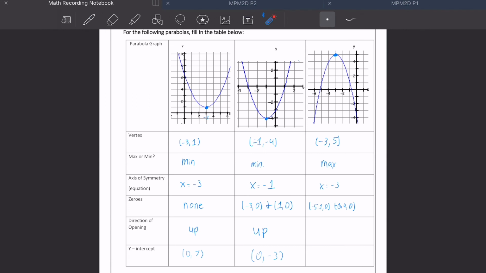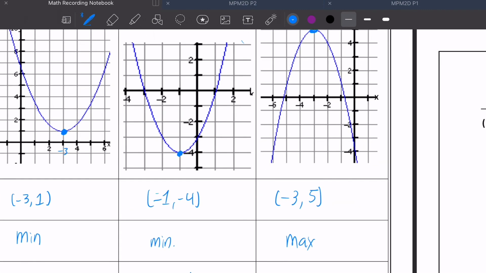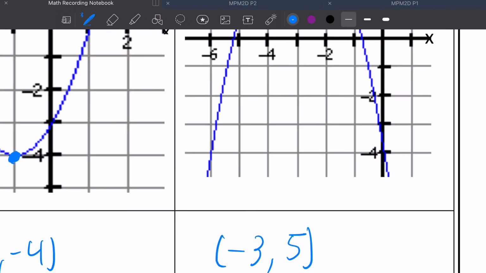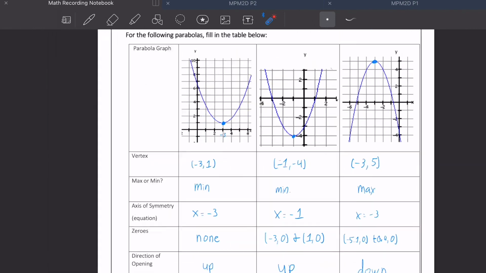Direction of opening. Well, these ones were opening up because we had a minimum. This time we have a maximum, so that means it's going to be opening down. And last but not least, we need to look for our y-intercept. So let's zoom in here. Kind of looks around -4, so let's go with -4. So (0, -4).